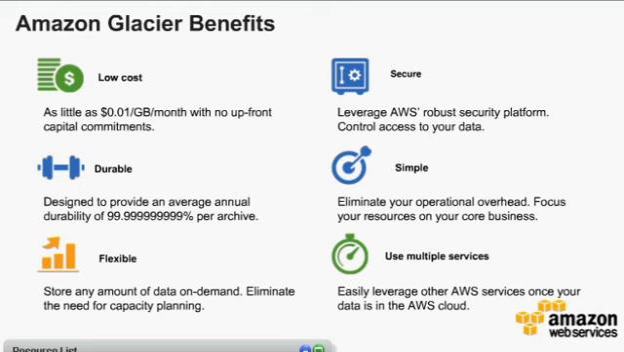The third benefit is Amazon Glacier is highly durable. It is designed with 11 nines of durability. As I mentioned, this means that if you store 10,000 archives, the chance of losing one is over 10 million years.